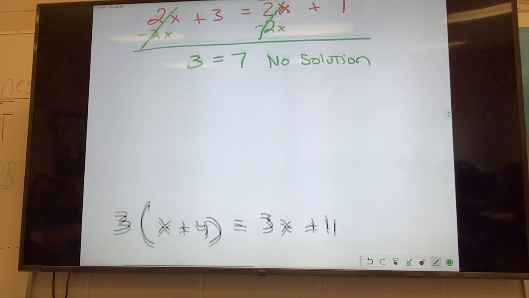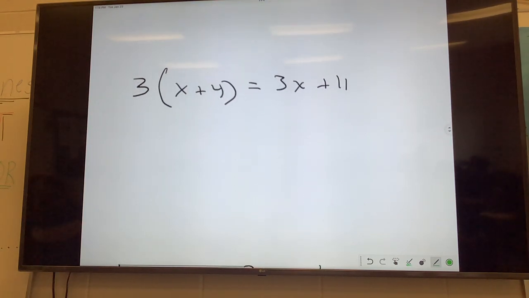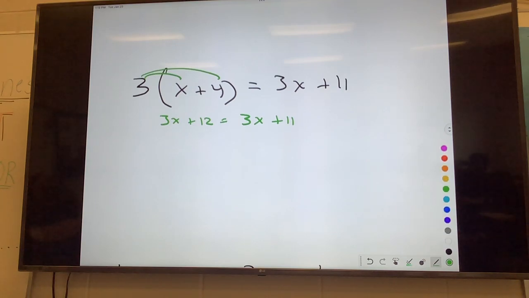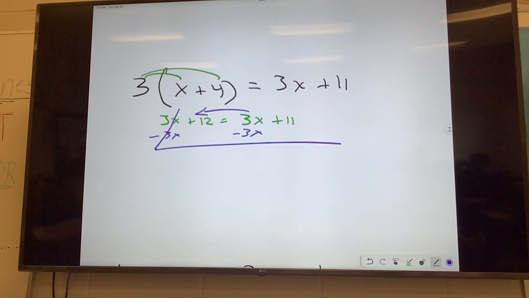Another one, let's say we had this one. We distribute: 3x plus 12 equals 3x plus 11. I'm going to move the 3x over there, take away 3x. And again, it cancels, and it cancels, leaving 12 equals 11. That is a no solution. Again, a no solution.